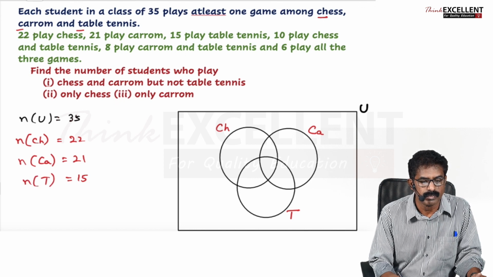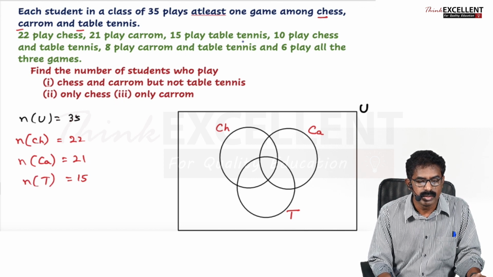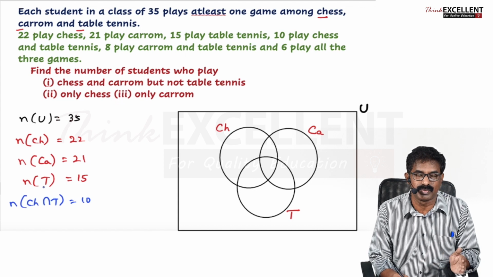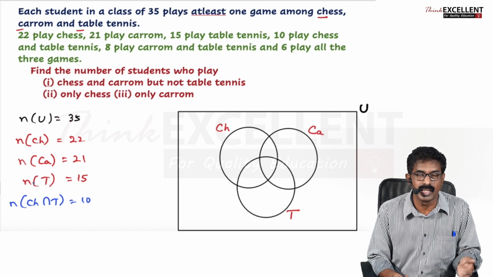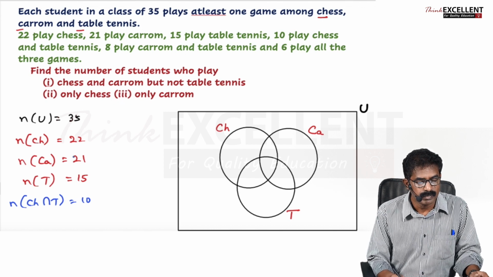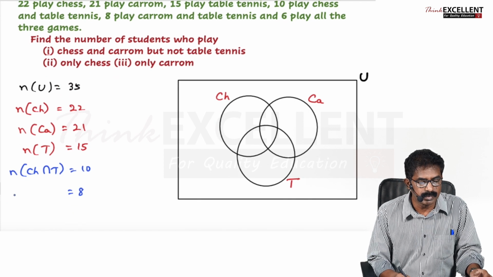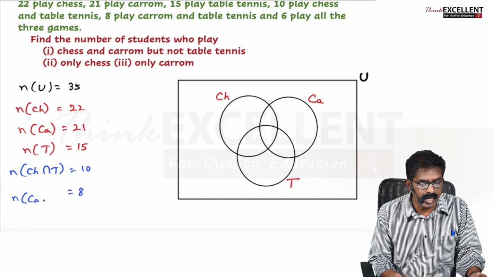So first three. Next they said 10 play chess and table tennis. And means intersection. Last class we studied, right? Or means union, and means intersection. So 10 play chess and table tennis. 8 play carom and table tennis. That's 8.